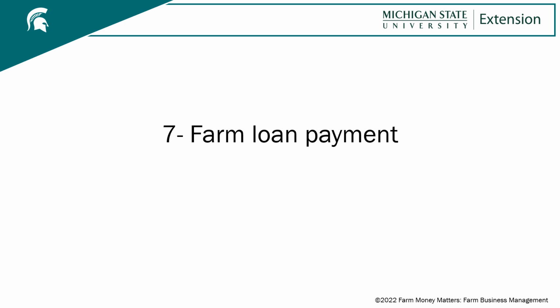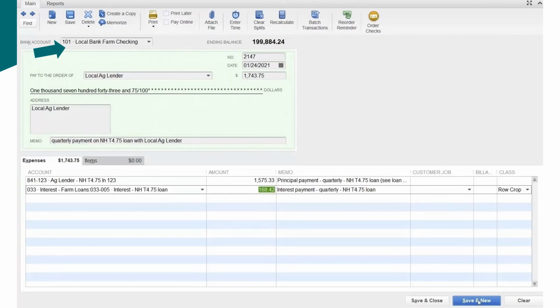Okay, next we will write a check to make a quarterly payment on the tractor loan that was discussed in an earlier entry. So we write a check. The payment amount to the local ag lender is $1,743.75. We will make sure our bank account at the top is the right one, and then we'll enter the name of the ag lender, check number, date, amount, memo, and then we'll pick a liability account and assign the principal amount to it. In this example, the principal amount is $1,575.33. The rest is interest.